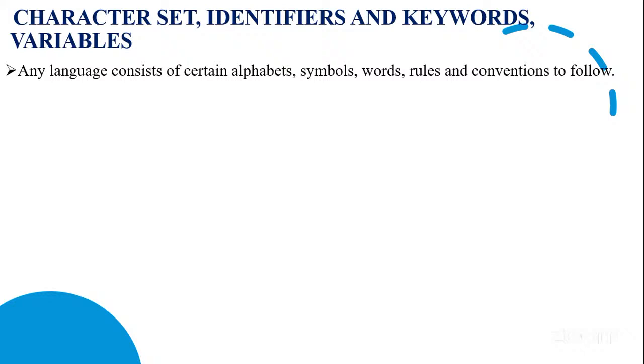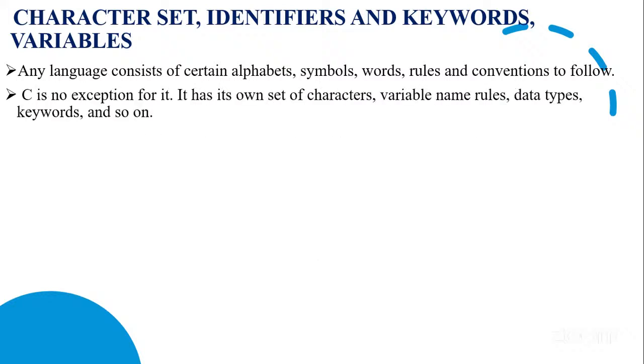So any language, human readable language or machine language, high level language, whatever language you take, consists of alphabets, symbols, words, and rules and conventions to follow. There should be some rules for every language. There should be some alphabets and some symbols. There should be some words for any language. Like that, C also has those alphabets, symbols, words, and rules to follow while writing a C program.